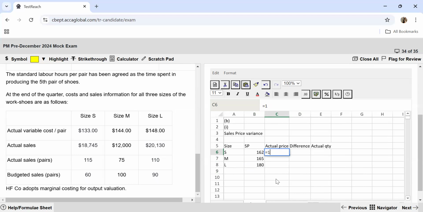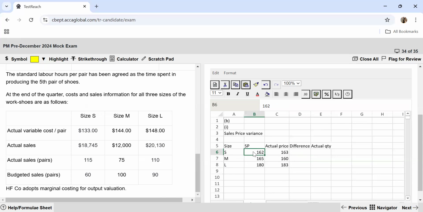If my total revenue is 18745 and I have sold 115, then that means 163 was my actual price. Similarly, in this case, my revenue is 12,000 and I have sold 75 pairs, so that makes it 160. Similarly, the actual sales 20130 will be divided by my actual sales of 110. So this gives me my answers.